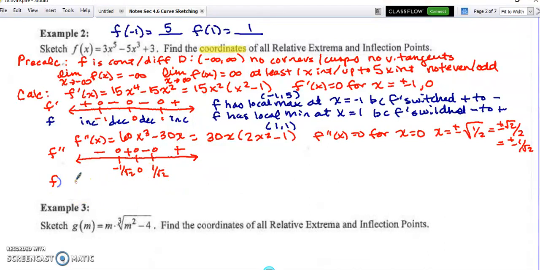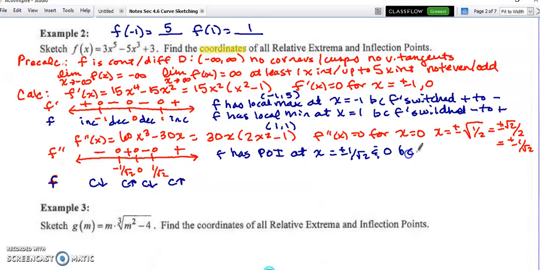All right, what that tells me at each of these critical values, or possible points of inflection, is that f has points of inflection at all 3, and our f switches concavity at each of these values. So we're concave down, concave up, concave down, concave up, and f has points of inflection at x equal to plus or minus 1 over square root of 2 and 0 because your second derivative switched signs.